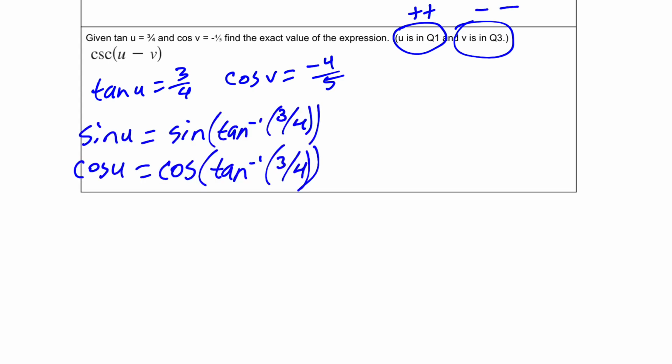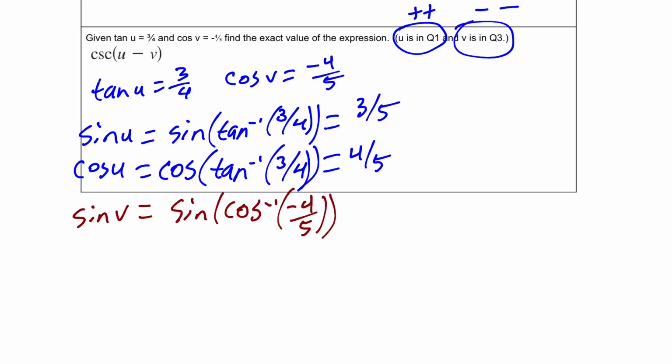So if you take the sine of the tangent inverse, you can find sine of u. It's going to be 3/5. And cosine of u, it's going to be 4 over 5. Because we're in quadrant 1, everything is positive. To find sine of v, we're going to take the sine of the cosine inverse of negative 4 over 5. And whatever we get as an answer, we know that it's going to be negative. So even though you might get 3/5, it's going to be a negative 3/5. And we know from above, since they gave it to us, that cosine v is negative 4/5.